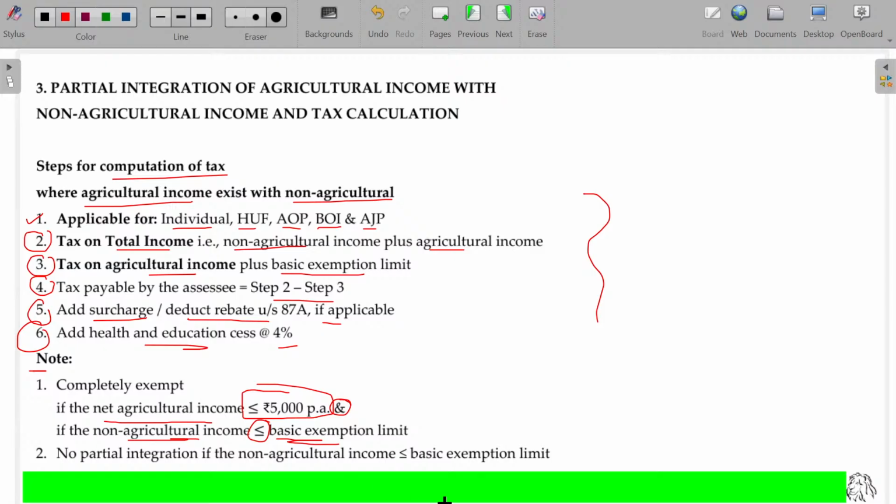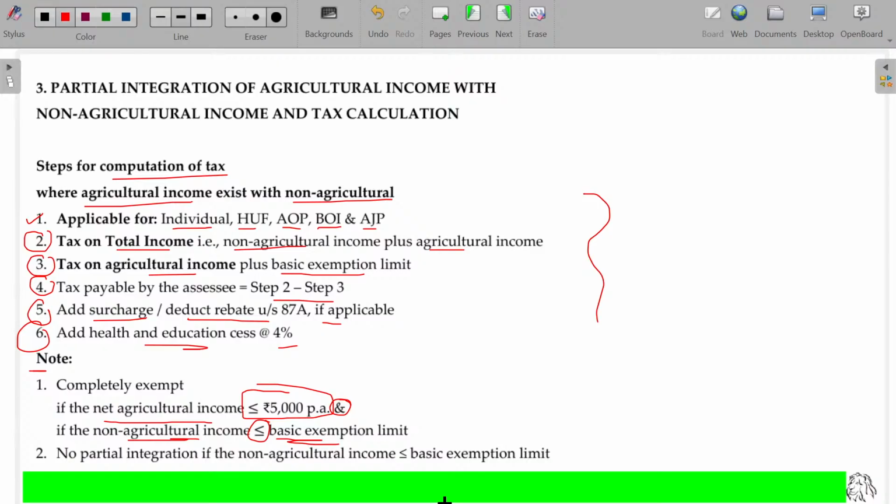If non-agricultural income is less than the basic exemption limit, less than 3 lakhs, say you have 1 crore income, where 98 lakhs is from agriculture and 2 lakhs from business, then this process will not apply; it is completely exempted. So if the non-agricultural income is beyond 3 lakhs, as well as agricultural income is beyond 5,000, then this process will be followed. Otherwise, fully exempted.